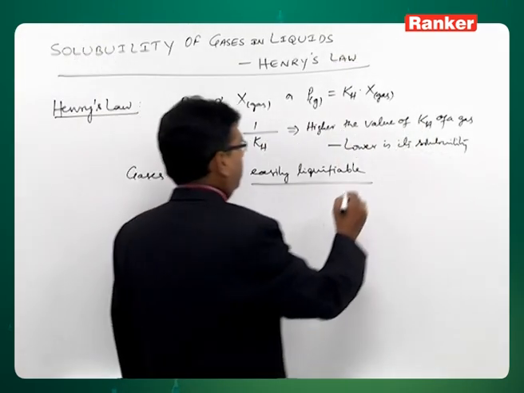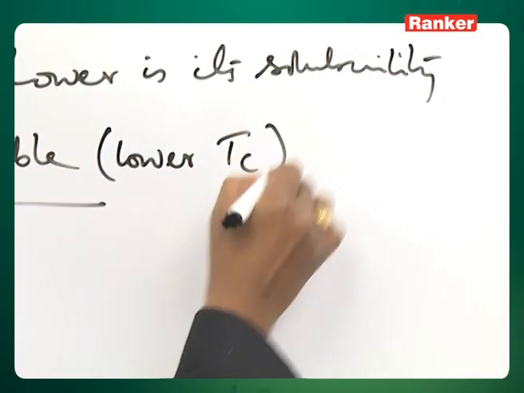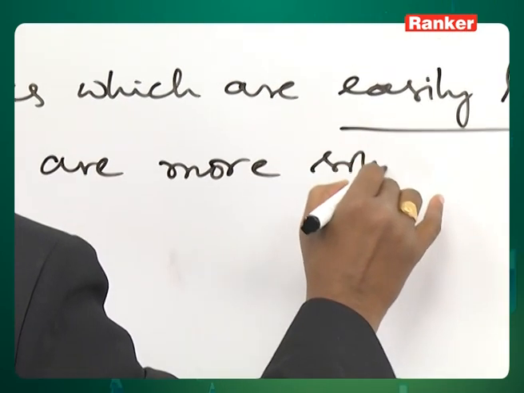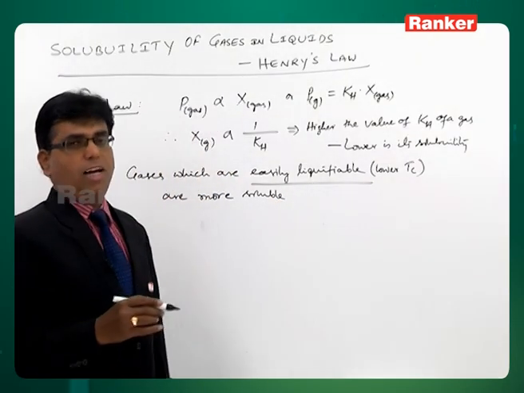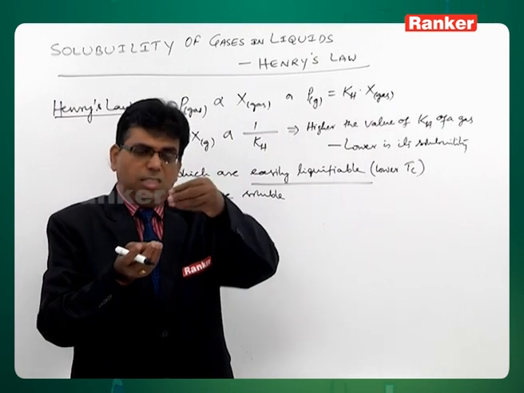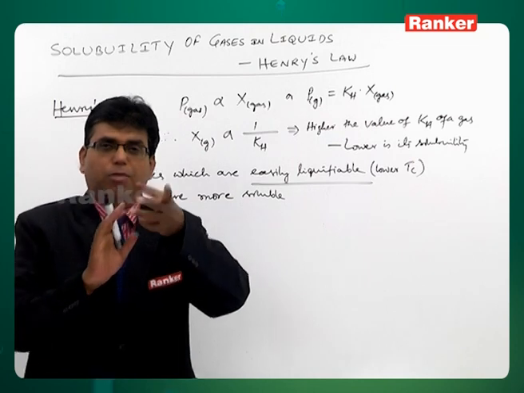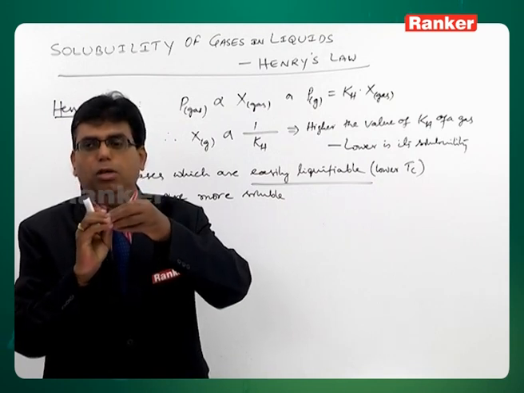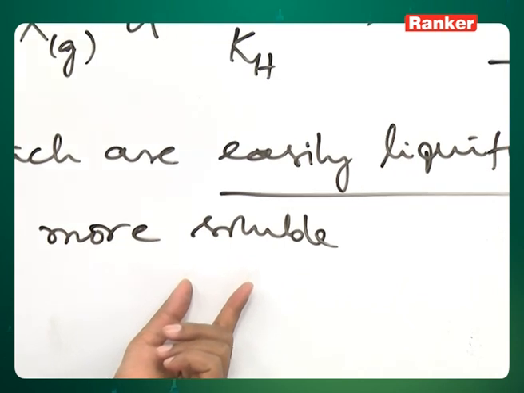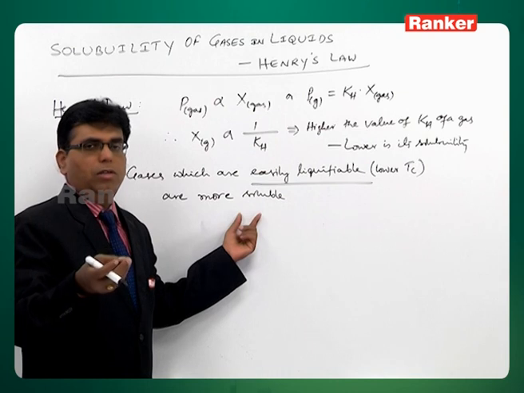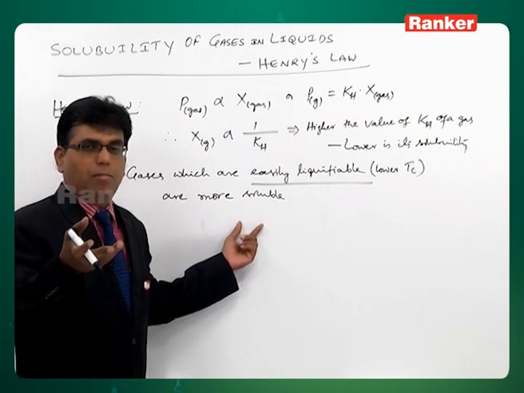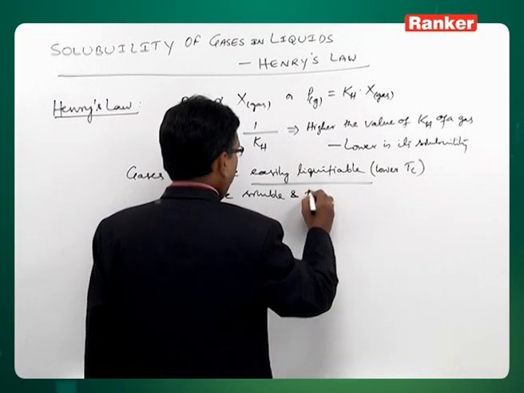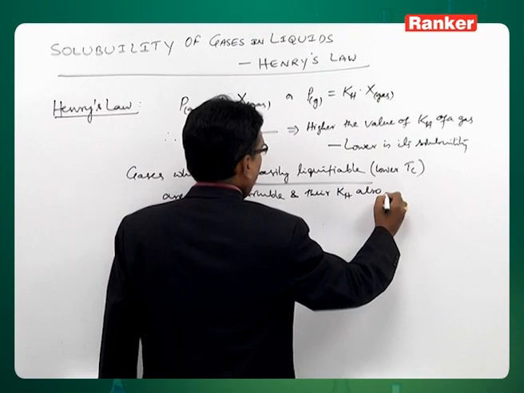Gases which are easily liquefiable, meaning having a higher critical temperature, are more soluble, because an easily liquefiable gas will easily mix with water, like two liquids. Gas which is easily liquefiable means it will become like the miscibility of two liquids. So, gases which are more easily liquefiable, like carbon dioxide and ammonia, are more soluble. But gases like nitrogen and oxygen, helium, are hardly soluble, and their Kh is higher.